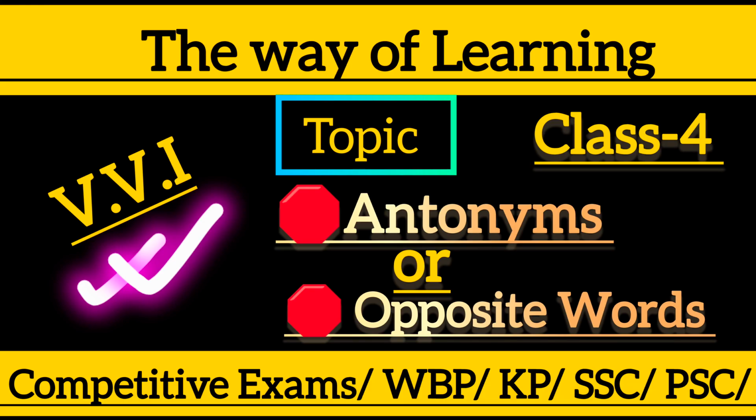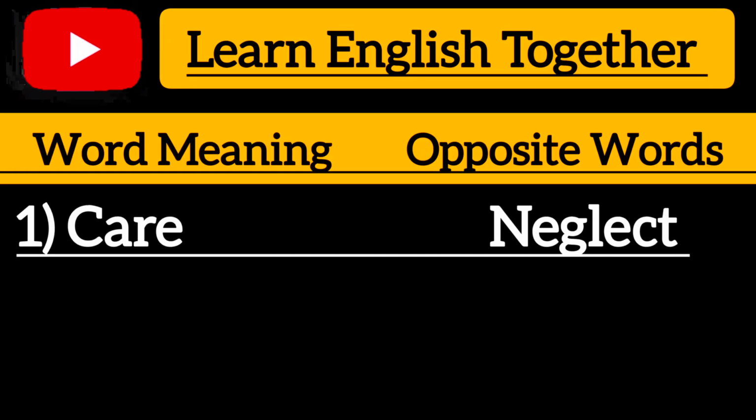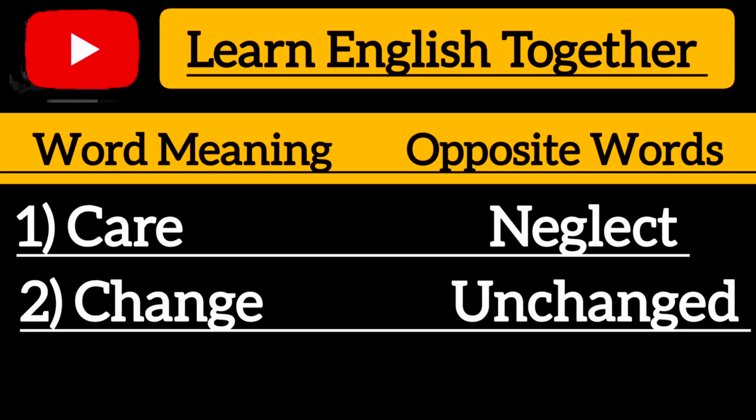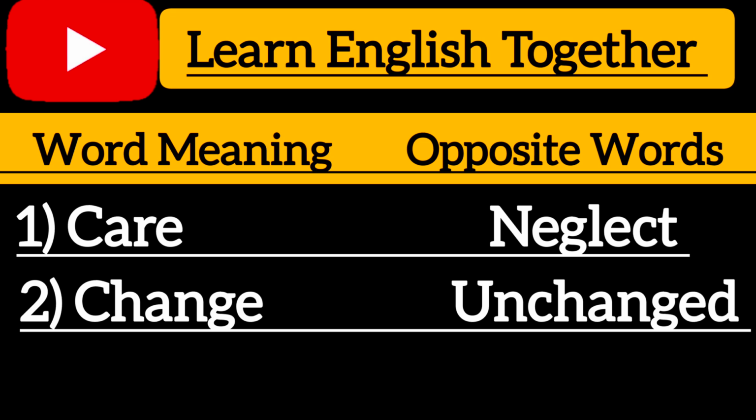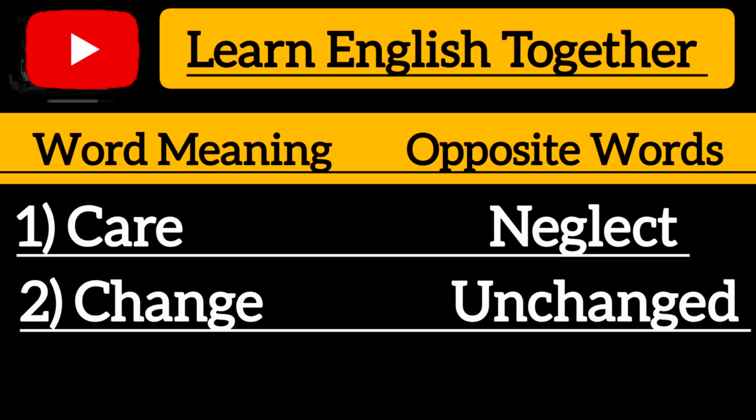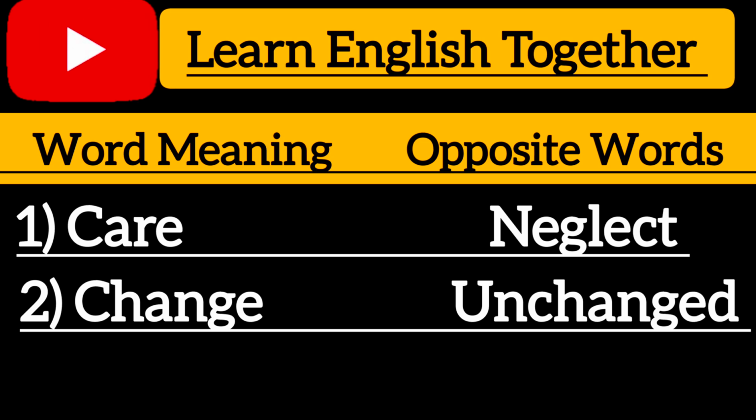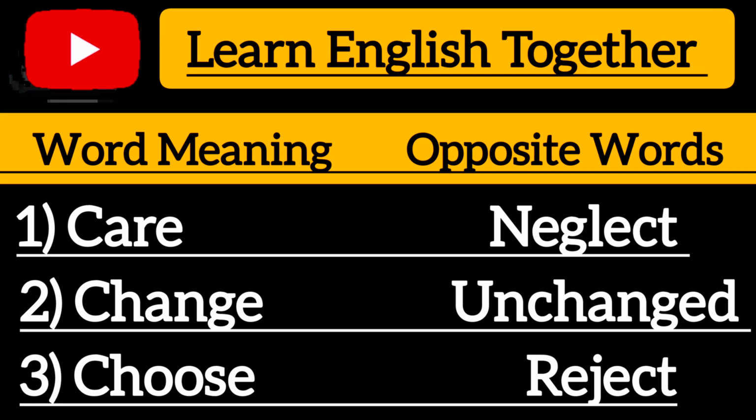Today's topic is Antonyms, Class 4. First one is care. Opposite word is neglect. Second one is change. Opposite word is unchanged. Number 3, choose. Opposite word is reject.